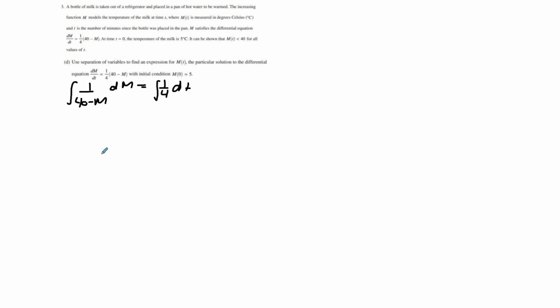And so then it's going to be negative ln of (40 - m) because we have our 40 minus m in here, and it's negative because there's a negative here, right? Remember that the derivative of ln is u prime over u. And that's going to equal the integral here, which will be 1/4 t. Now remember to add your plus c. I like to just add it on the right side of this integral. It doesn't matter. And so now what we need to do is get m by itself.